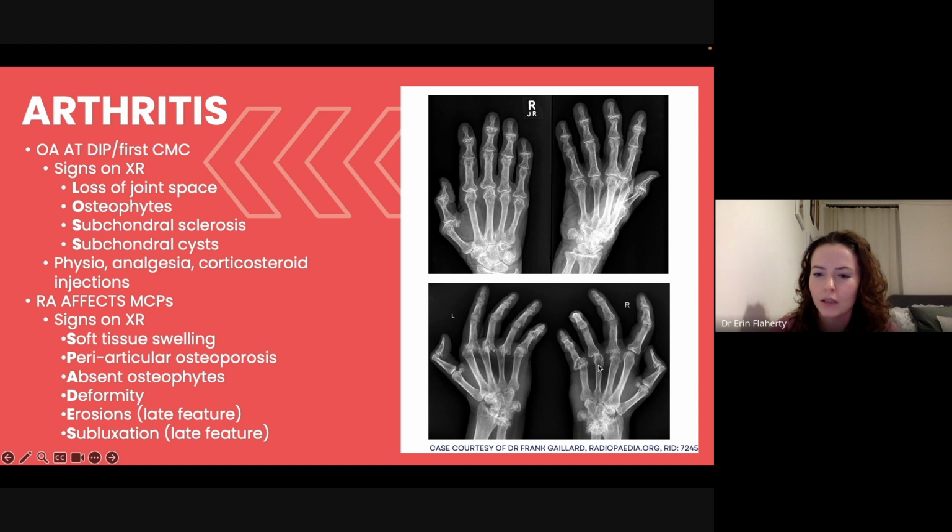So here you can see the bones aren't quite as white and as dense as they are a little bit further down into the bone. Absent osteophytes, so they won't tend to get osteophytes. Deformity, you can see these bones are looking quite crooked and not as straight and nice as we like to see them. And then erosions and subluxation are late features. So you'd see erosion of the bone, and also, as we said, subluxation is just where the bones start to shift on top of one another. They're not fully dislocated, but they start to shift away.